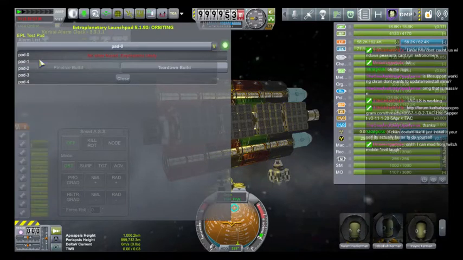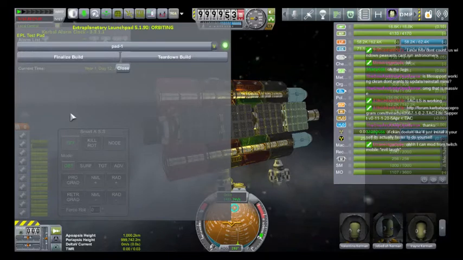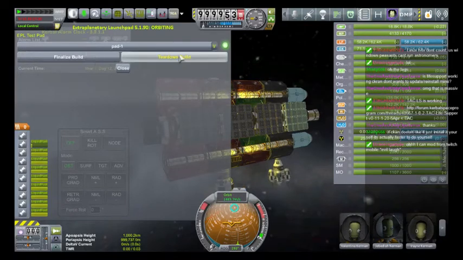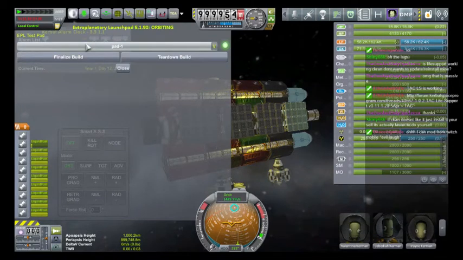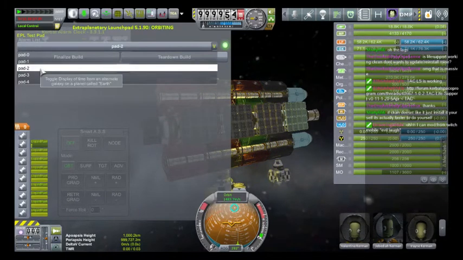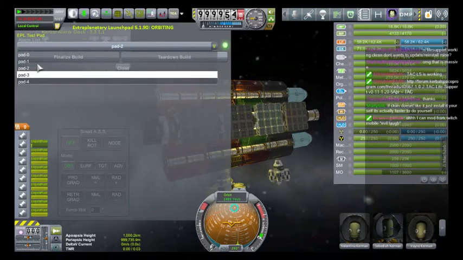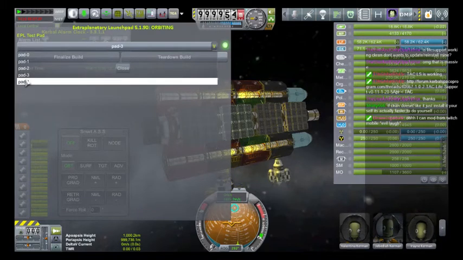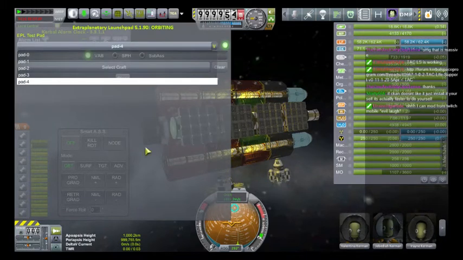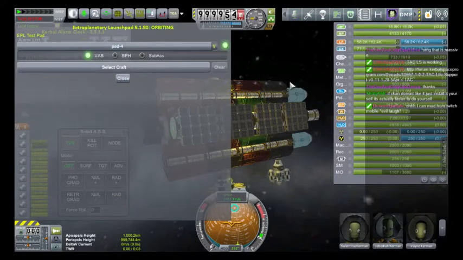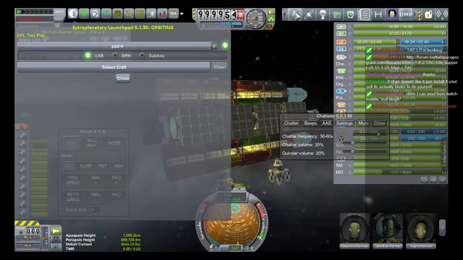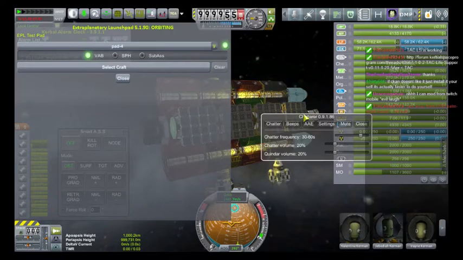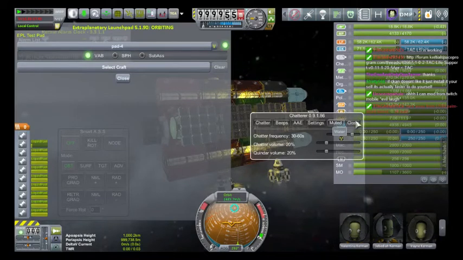So if we take a look at one of the other pads, here we go. Oh, that one's actually got the ship that I was building at pad 1 is actually complete. Find an empty pad. Pad 2's complete. There we go. It's an empty one.